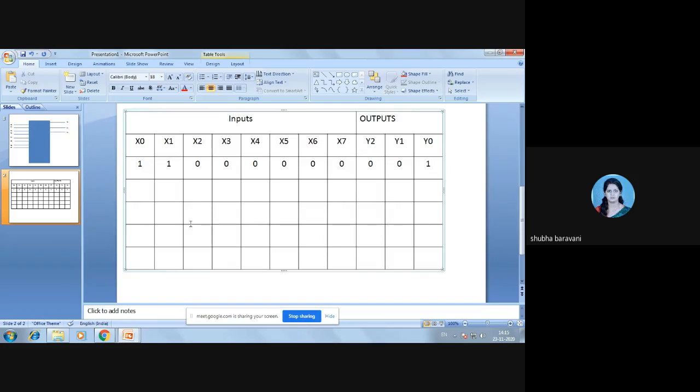Is it understood? Okay, I'll take one more example. See, if x2 was 1, what would be your regular output? If x2 is 1, your regular output would be 0, 1, 0. Agree for this? Your regular encoder. If your x2 is 1, your output would be 0, 1, 0. Yes or no?